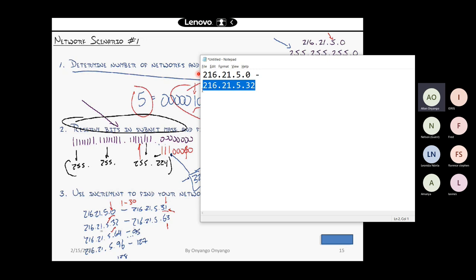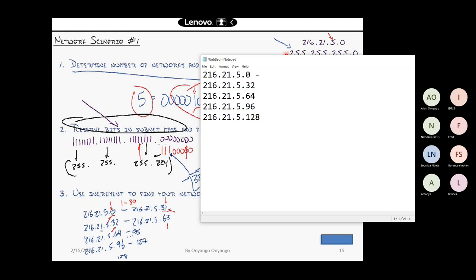And I'm going to continue adding. 32 plus 32, we get 64. All right. And I continue adding. 64 plus 32 is 96. And I continue adding. 96 plus 32 should be 128. And we can leave it there for the moment.